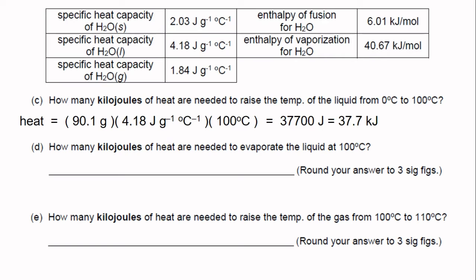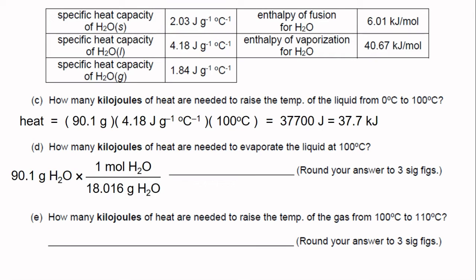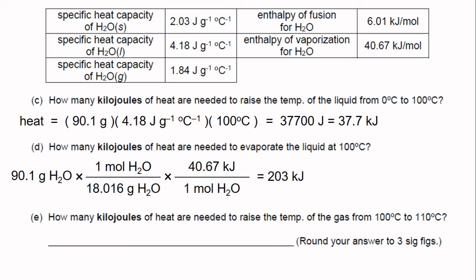Expressed in kilojoules, that's 37.7 kilojoules. We need another phase change. This time it's vaporization. We're evaporating the liquid at 100 degrees Celsius. So we're not using mc delta T because there's no change in temperature. We are converting from grams to moles just as we did before, and then multiplying by 40.67 kilojoules of energy for 1 mole. And if we do this math, our answer will be in kilojoules, rounding off to 3 significant figures. We get 203 kilojoules.